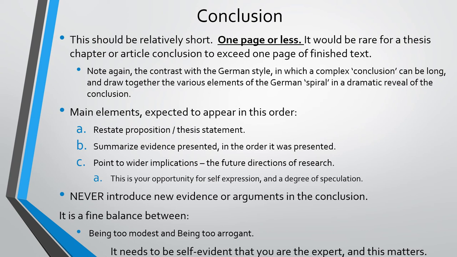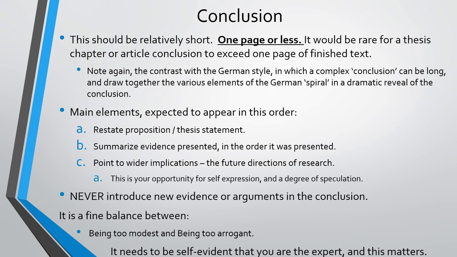Now, what this means is you need to be really sharp and punchy with your article. The arguments need to make themselves in the sections that comprise the middle body of the chapter or journal article. And the conclusion should be relatively short, one page or less. It would be rare for a thesis chapter or an article conclusion to exceed one page of finished text. Again, this is in contrast with German style, in which a complex conclusion can be quite long and work very hard and visibly to draw together the various excurses of the German spiral. Not so in your Anglo-American tradition. The conclusion is rarely more than one page.